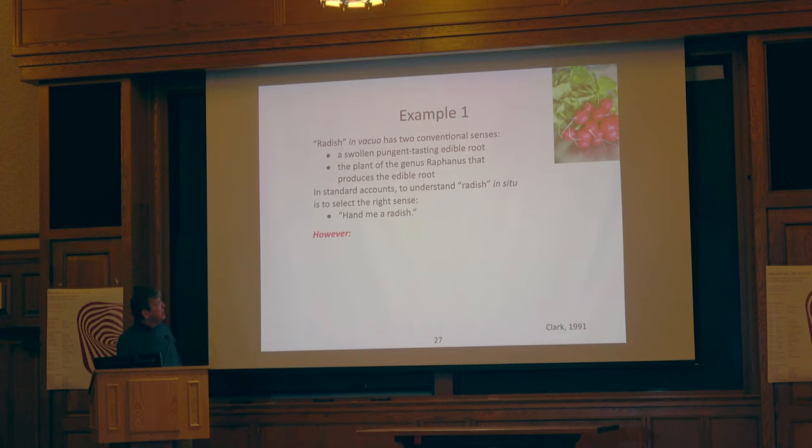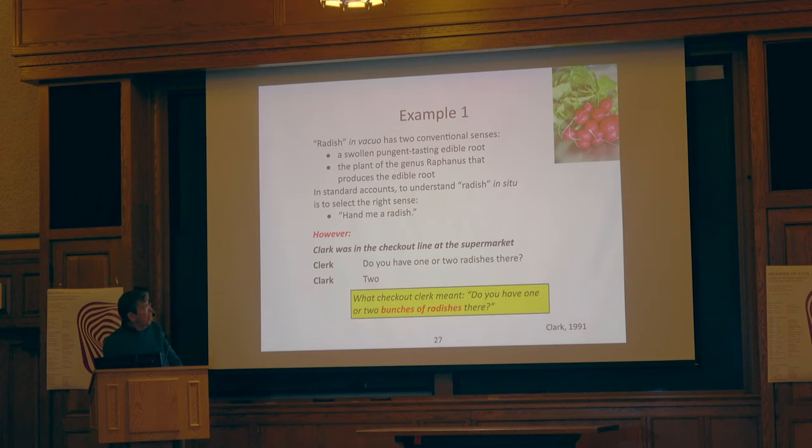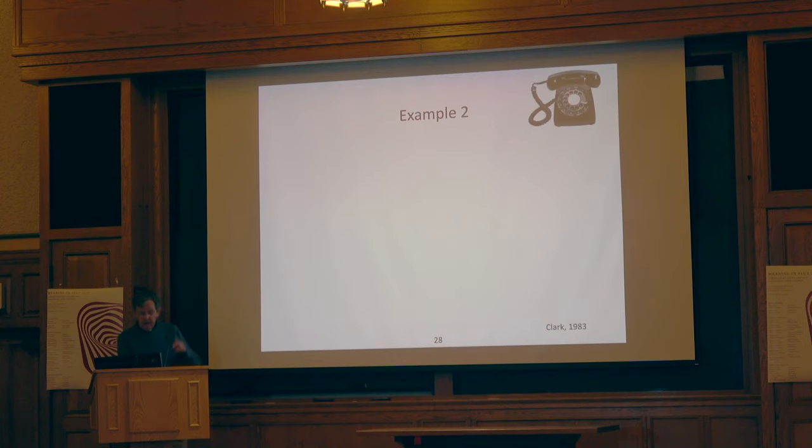The trouble is that I was in a checkout line at the supermarket, and the clerk said, do you have one or two radishes there? Now, what did he mean? Well, he meant bunch of radishes. He could see that I had more than one, but there were a bunch of them, and he couldn't figure out how many bunches I had. So, in fact, I said two. And how did he happen to use that expression, expecting me to be able to figure this out? That's the question for you.